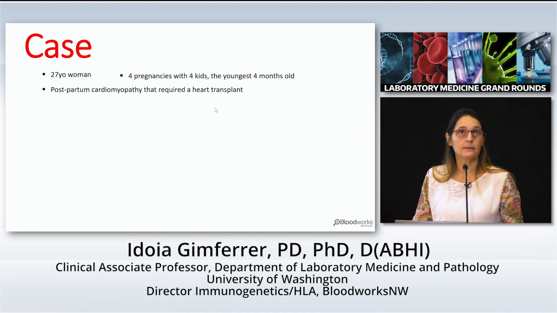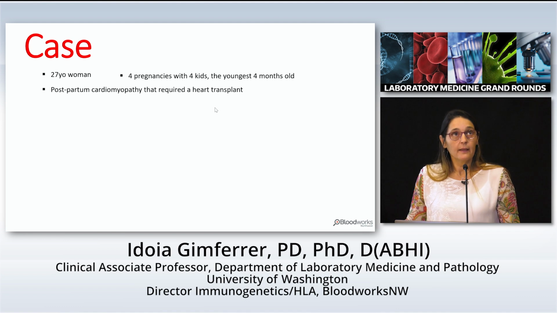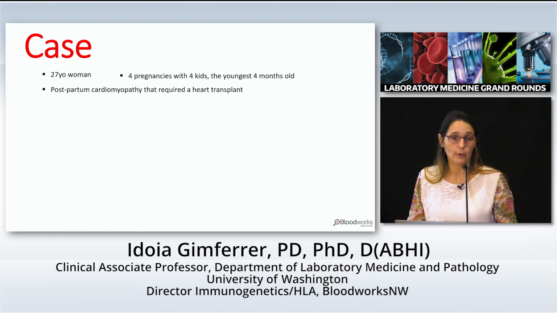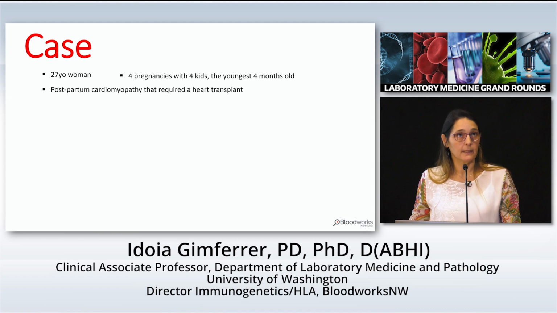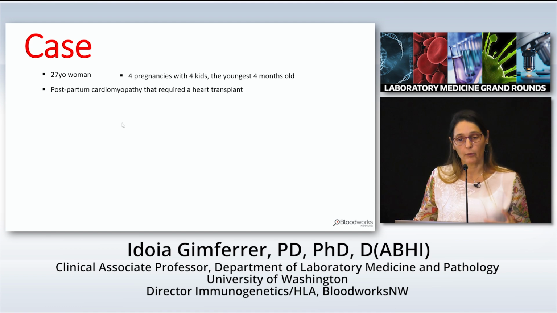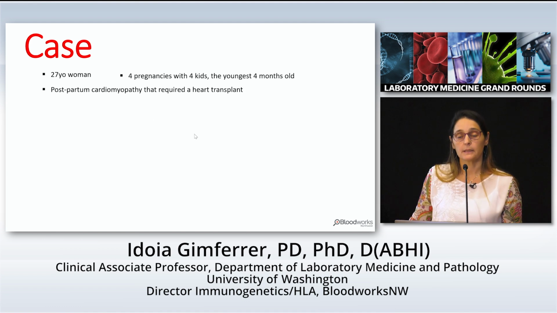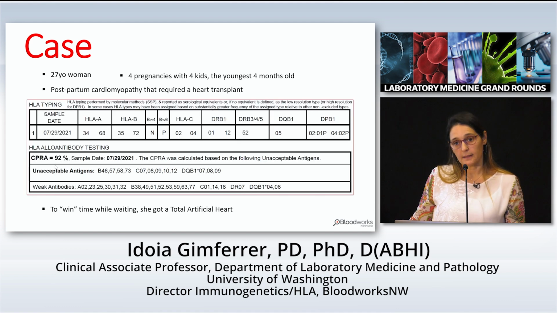And now to finish, a case that had a good ending. That was a 27-year-old woman that had 4 kids. In the last pregnancy, she had a postpartum cardiomyopathy that needed a transplant. She couldn't survive without a new heart. The bad thing is that the patient was highly sensitized, 92% PRA, and this is only with these antibodies here. If you add these weak ones that are not counted because those are not unacceptable, the PRA will be 100%. So she was 92 officially.